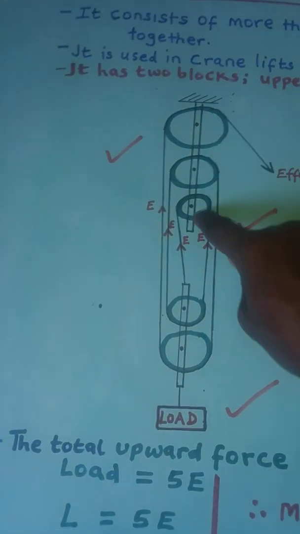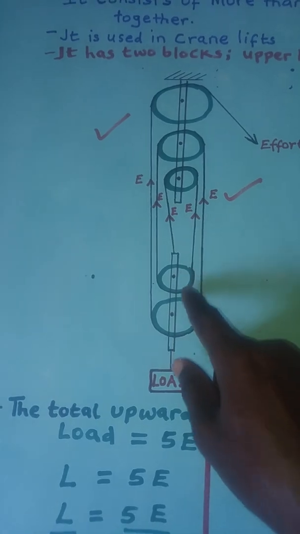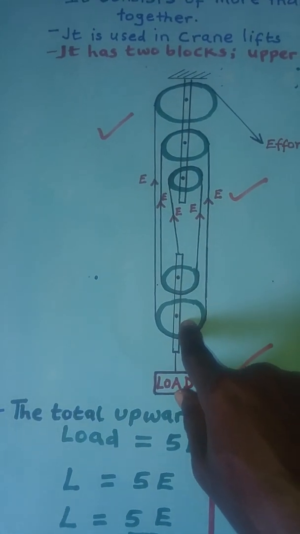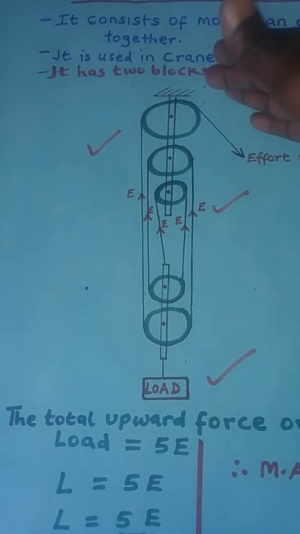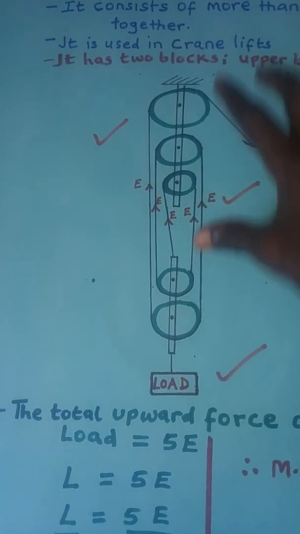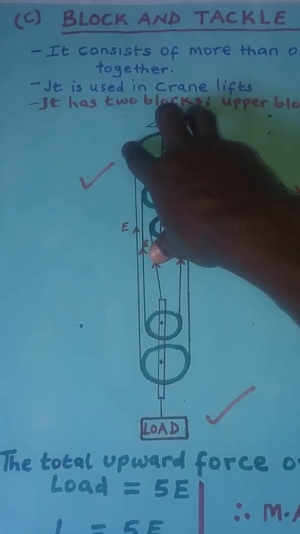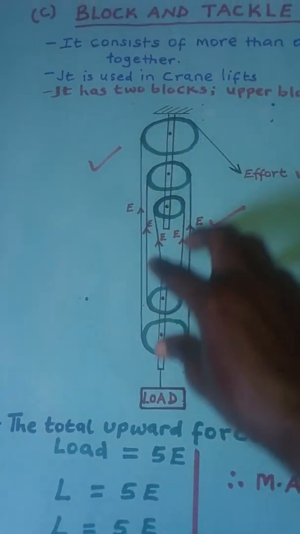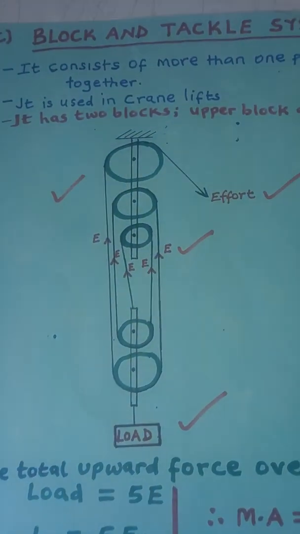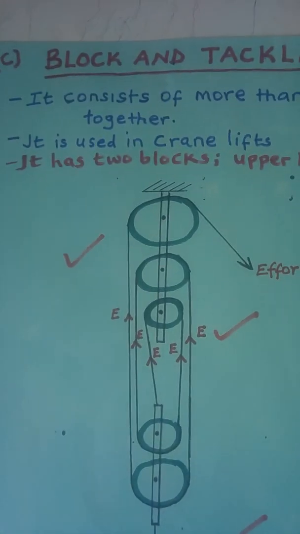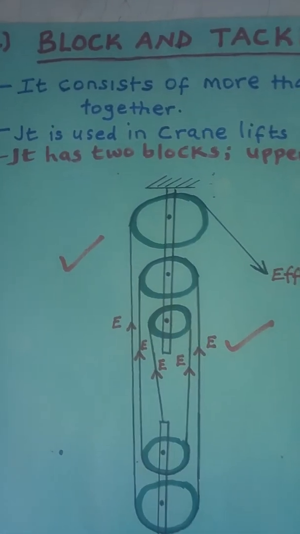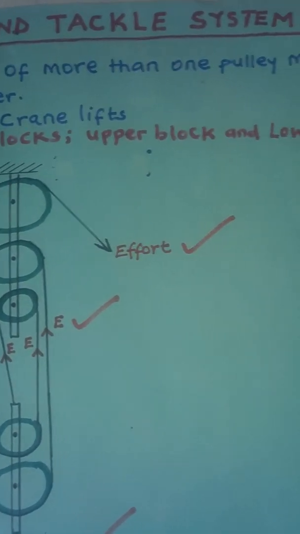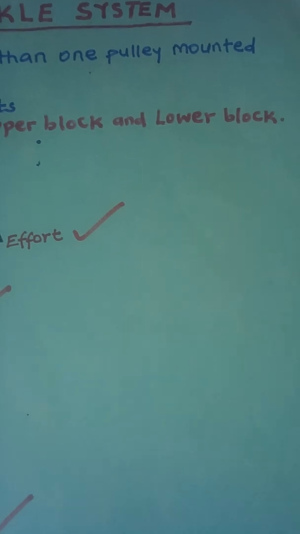You have 3 blocks up, and then you have 2 blocks. No, not 2 blocks. 3 pulleys up, and then 2 pulleys down. Now, these ones which are up, we call them the upper block. And then these ones which are down, we call them the lower block. So the block and tackle system has 2 blocks, namely the upper block and the lower block.